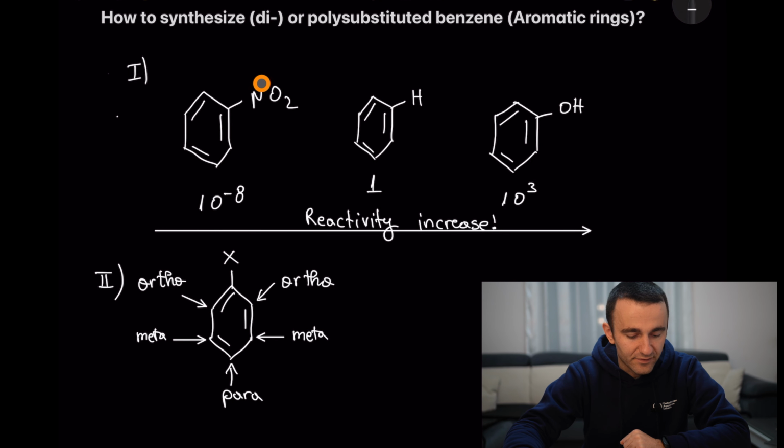As you can see in this first case, the reference is benzene. If it has one substituent as a nitro group, it is going to be 10 to the minus 8 less reactive than benzene, so it deactivates the ring. The reason I will explain in a moment. The hydroxy group activates the ring, making it 1000 times more reactive than benzene.